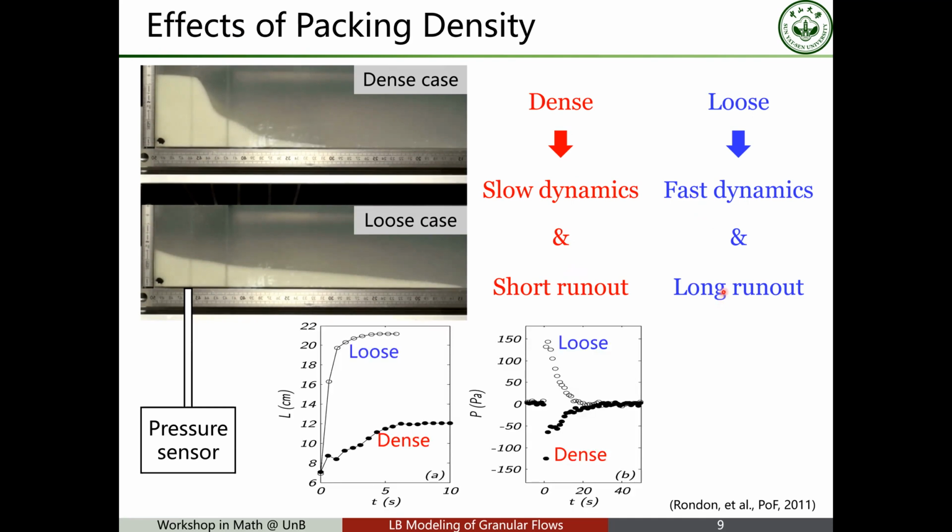The interesting thing is they also installed a pressure gauge just underneath the granular column. And what they found is they measured positive excess pore fluid pressure in the loose case, while negative excess pore fluid pressure in the dense case. So related to this interesting phenomenon, the question we want to answer is how to quantify the influence of the packing density on the mobility of immersed granular flows.